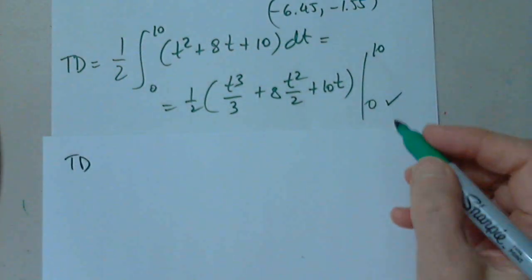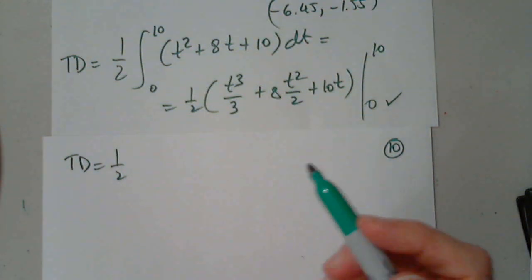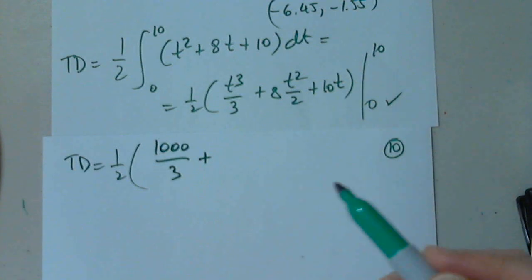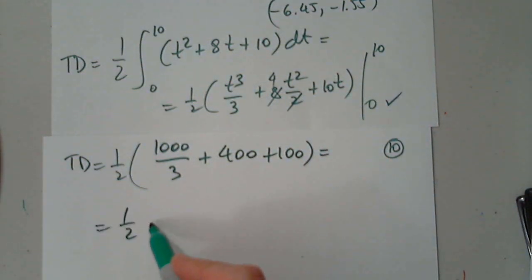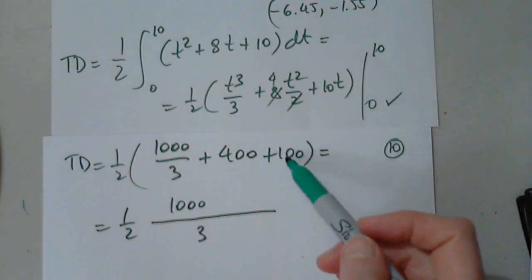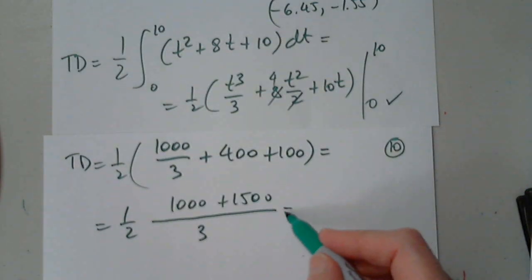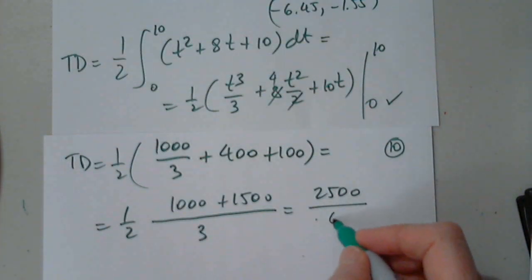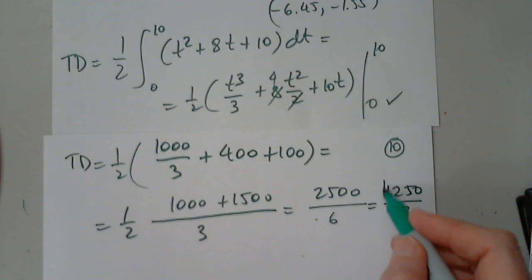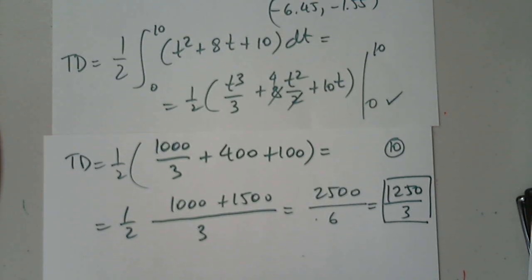So then the total distance is 1/2 times, I plug in 10, 1,000 divided by 3 plus... So this is 4, so this is 400. And this is plus 100. So 1/2, the least common denominator is 3. So I have 1,000, and this is plus 1,500 because it's 500 times 3. So this is 2,500 divided by 6, and I'll simplify: 1,250 over 3. And I have to put the measurement unit. The total distance was given to us in meters. Good. So that's the total distance covered between 0 and 10.